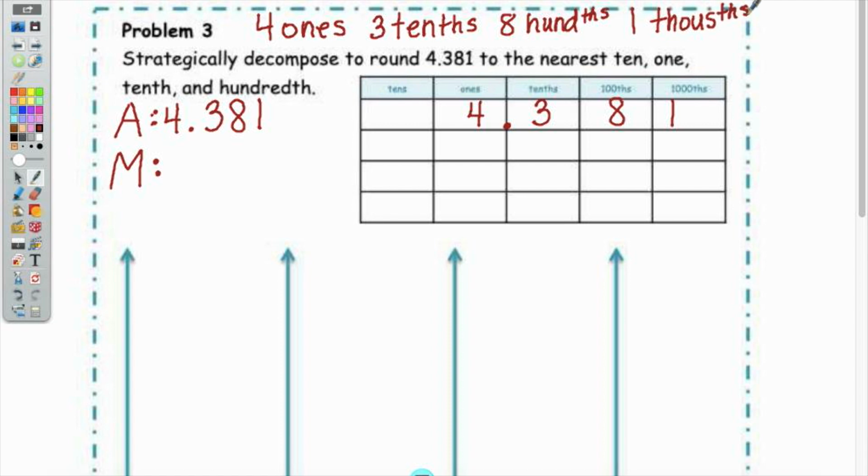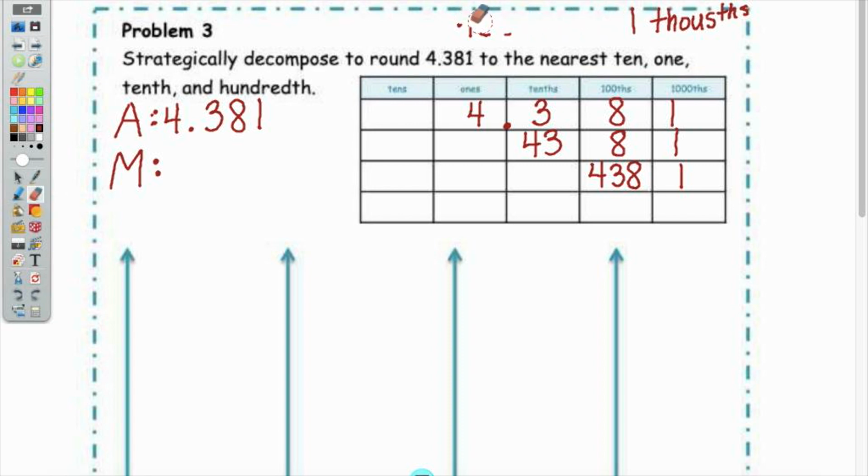Okay, so now I want to ask the question, what would it look like if I took away the ones? 43 tenths. I'd have 43 tenths. Okay, so let's write 43 tenths. Oh, I wrote 48. Did the 8 or the 1 change up here? No. Okay, so what would it look like if I took away the tenths? 438. Okay, so I would have 438 what? Hundredths. And my thousandth would stay the same, right? Yep. And what would happen, you know what's coming, don't you? If I took away the hundredths. 4,381 thousandths. Okay.